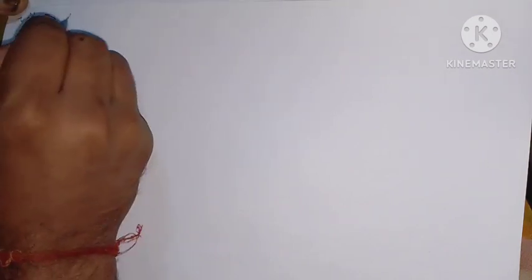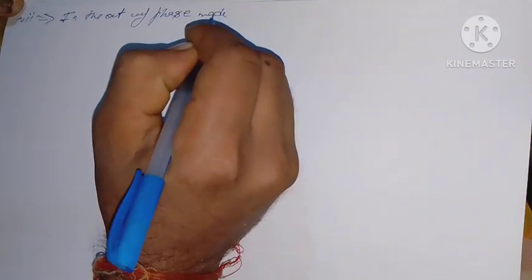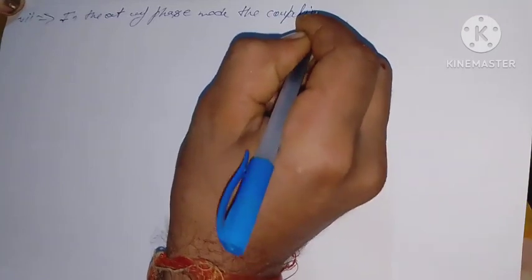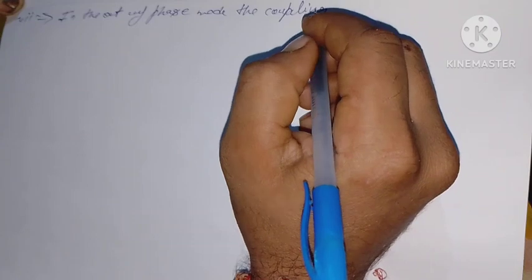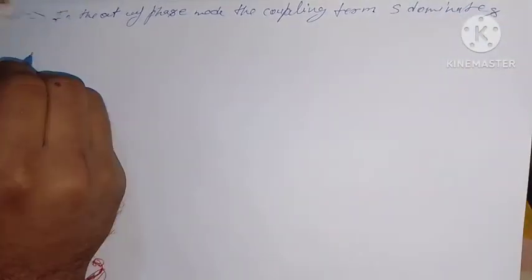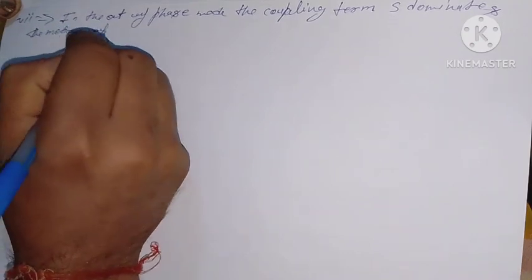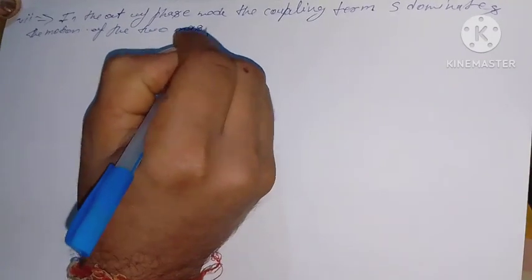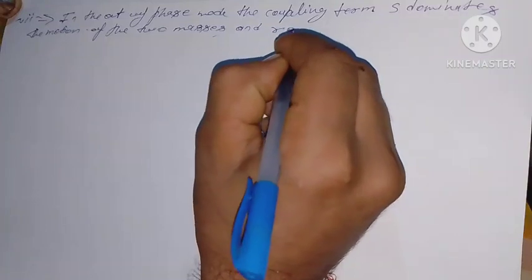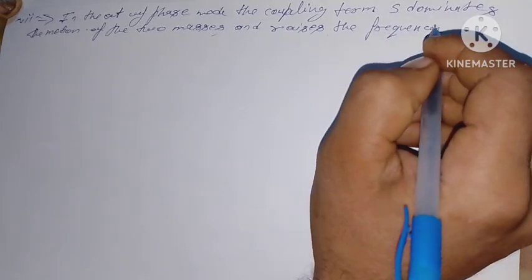In the out of phase mode, the coupling term s dominates the motion of the two masses and raises the frequency of oscillation.